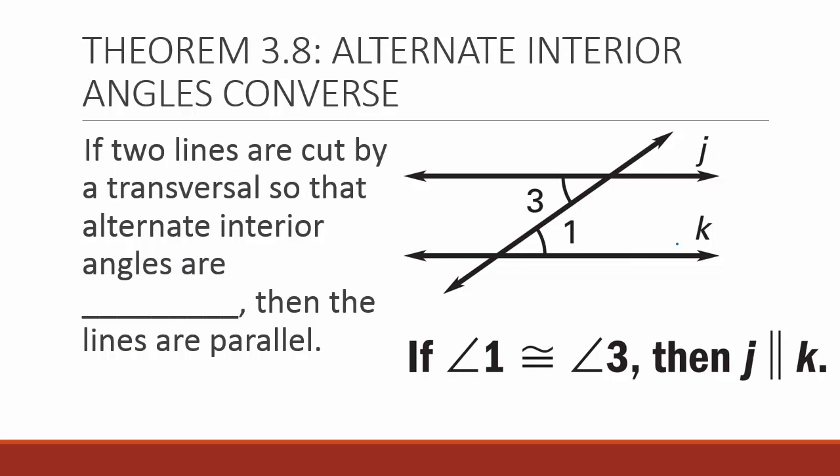Theorem 3.8, alternate interior angles converse. If two lines are cut by a transversal so that the alternate interior angles are congruent, then the lines are parallel. Working backwards, this time it's saying if you have two angles that are alternate interior angles, as 3 and 1 are, and their measures are the same, then the lines J and K are parallel.